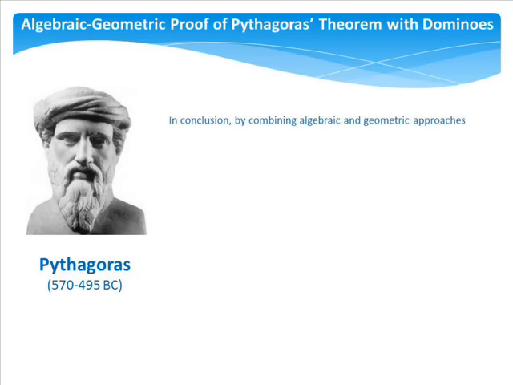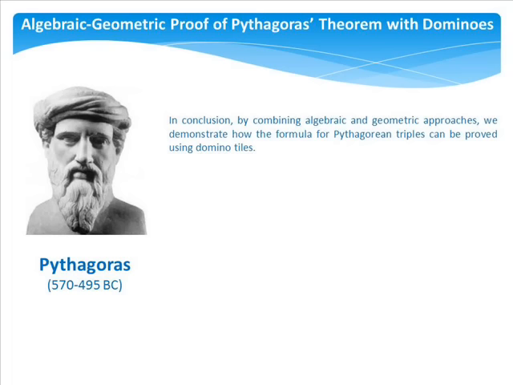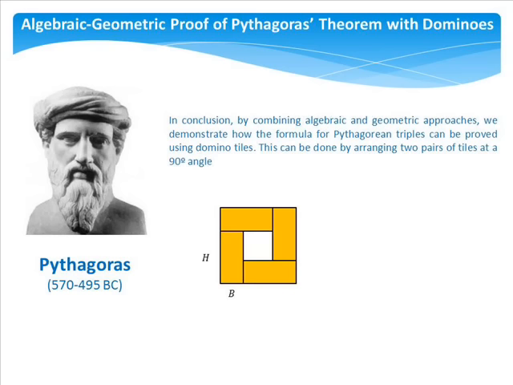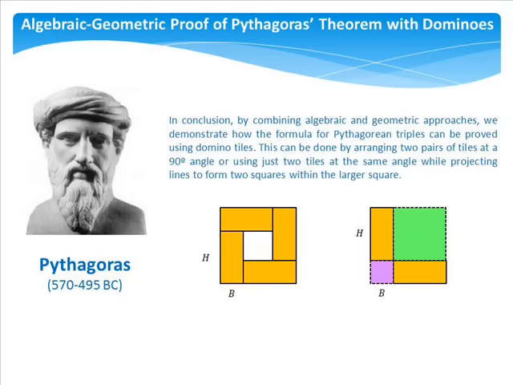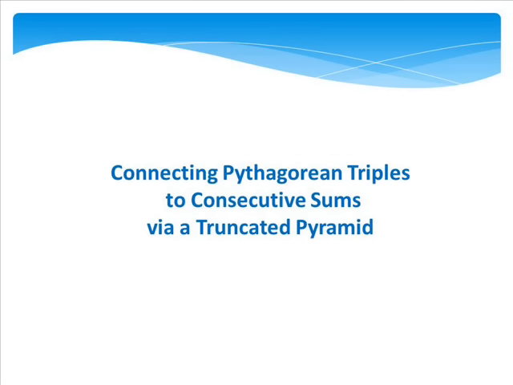In conclusion, by combining algebraic and geometric approaches, we demonstrate how the formula for Pythagorean triples can be proved using domino tiles. This can be done by arranging two pairs of tiles at a 90-degree angle, or using just two tiles at the same angle while projecting lines to form two squares within the larger square.